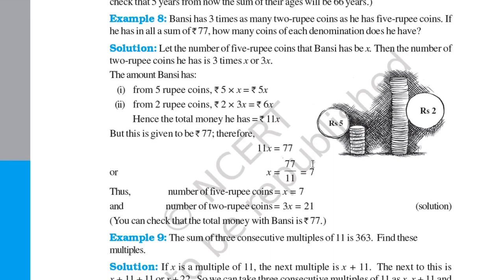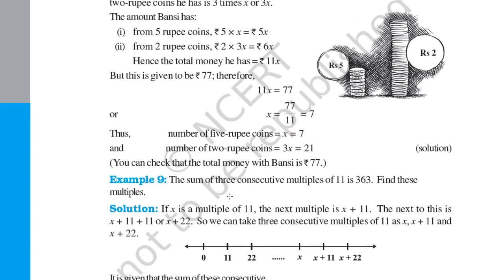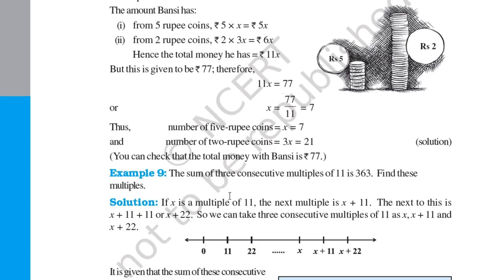So the amount Bansi has is, 5 rupee coin is 5 into x, that means 5x. 2 rupee coins is 2 into 3x, that gives 6x. Hence the total money he has is 11x. But this is given to be 77. So we'll write it as 11x is equal to 77. So we'll divide both sides by 11. So x is equal to 77 by 11, that gives 7. So the value of x is 7. That means he has 7 5 rupee coins. So the number of 2 rupee coins is 3 into x, that is 3 into 7, that is 21. So you can check that the total money is 77.